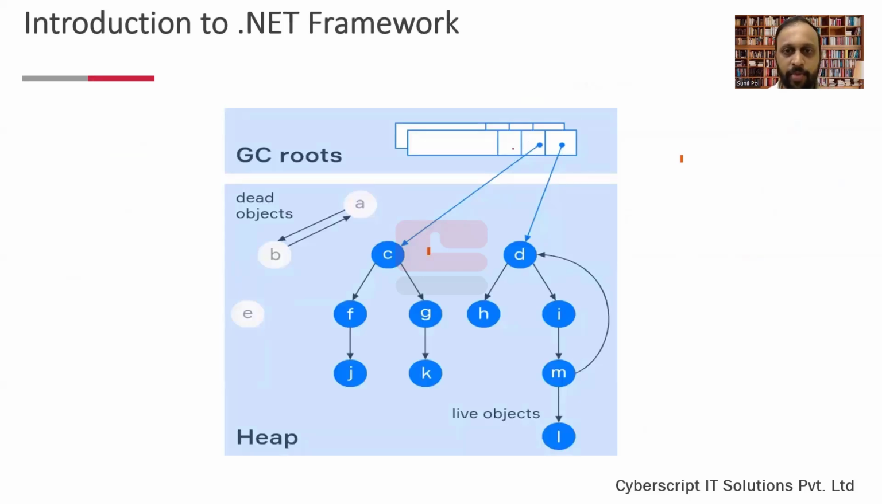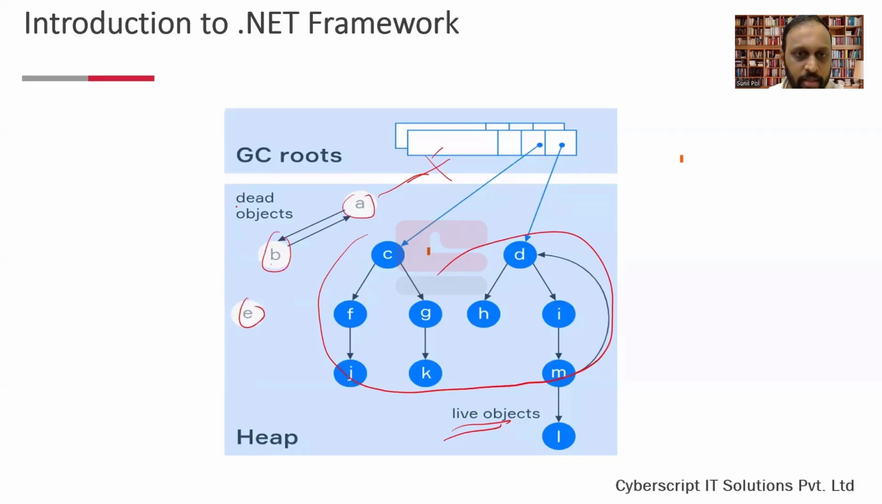So this is the tree view diagram of the managed heap. This is the application roots. This application root is referring to C object, and C object created F and G objects, and J and K objects are referred by F and G respectively. So garbage collector will make a graph of it. These objects would be considered live objects because they are referred by the application root. And here objects A, B, and E are not referred by any application root from the application. So that's why they would be considered dead objects.